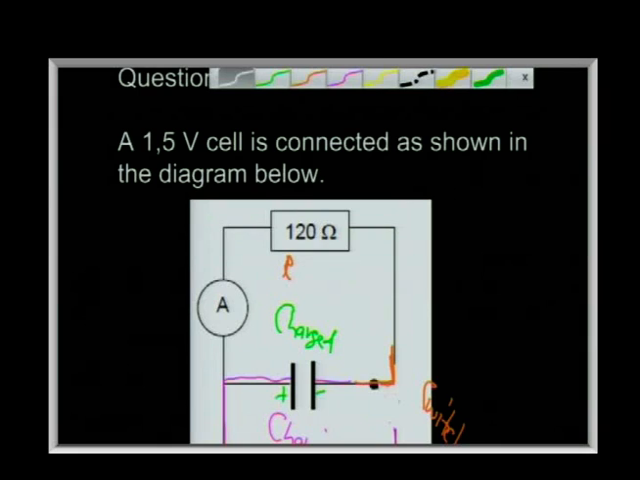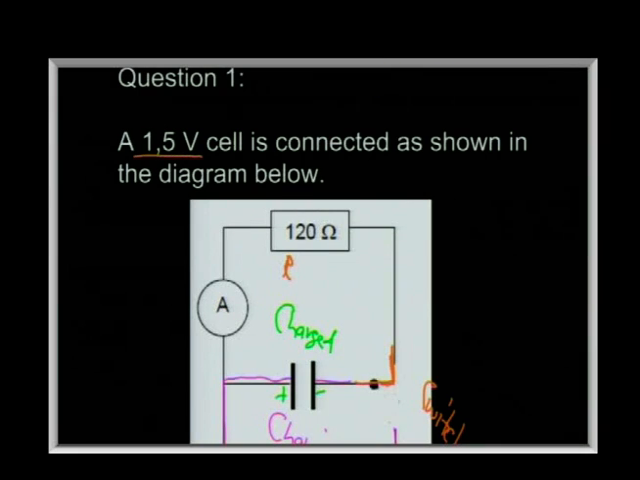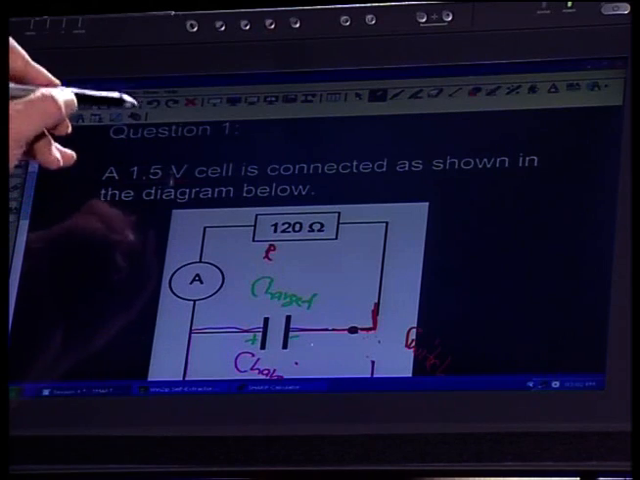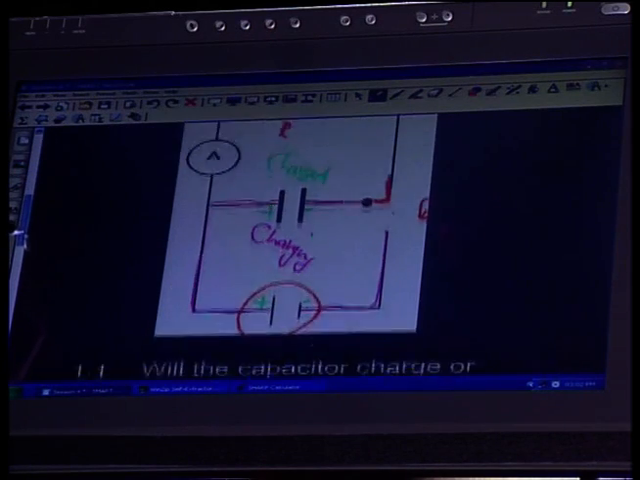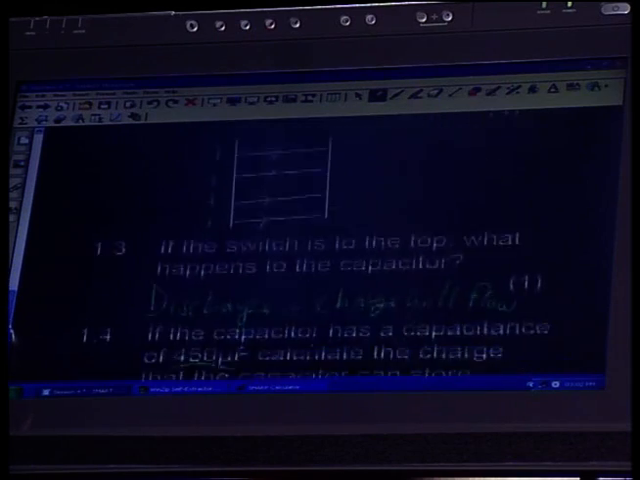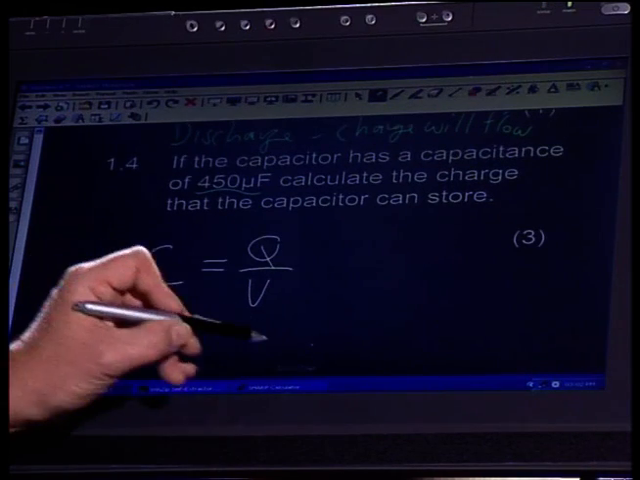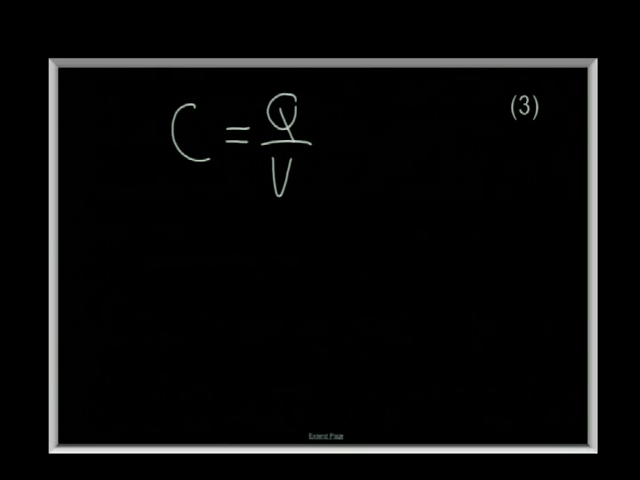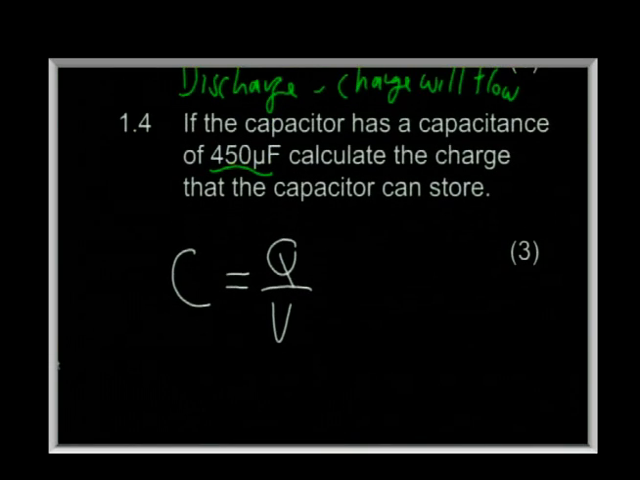Remember, we were told initially that we've got a 1,5 volt cell. The charge on the capacitor cannot exceed the charge on the cell. The charge on the capacitor is the same when it's fully charged. If there's no loss of energy, in an ideal situation it would be the same. So what do we want?